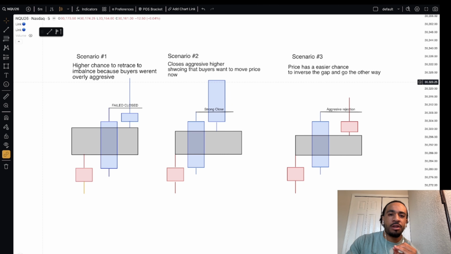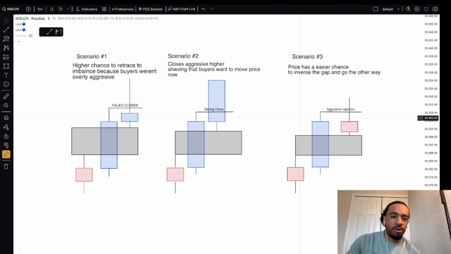Pay attention to how the third candle closes to see what kind of fair value gap we have. Scenario one is if we have a weak bullish close like this. That tells me it has an easier chance for price to come in here to this imbalance and retrace before it wants to continue higher. If the third candle closes very strong, then that's showing me that price doesn't want to retrace into here. It just wants to take the price up now.